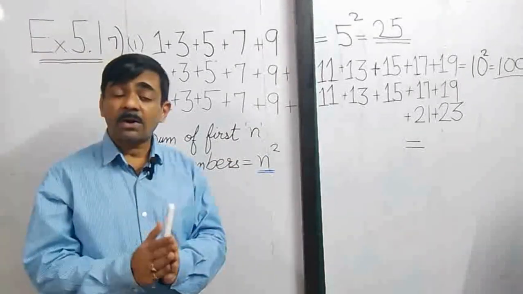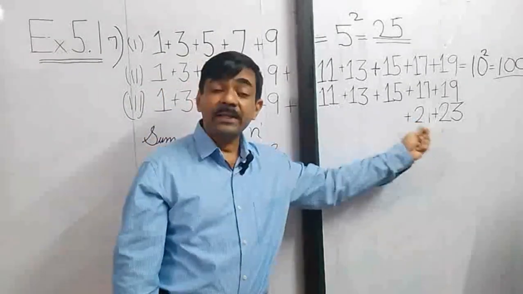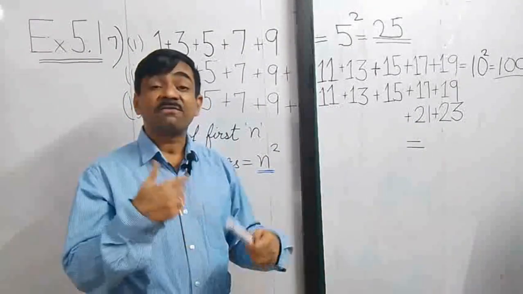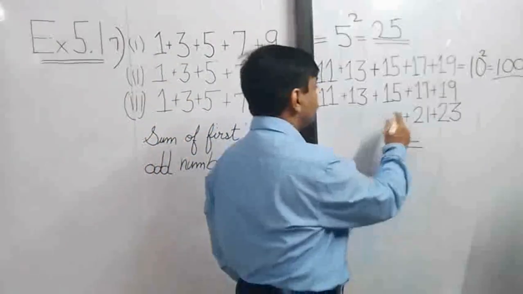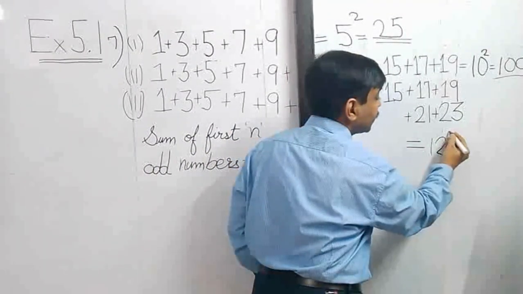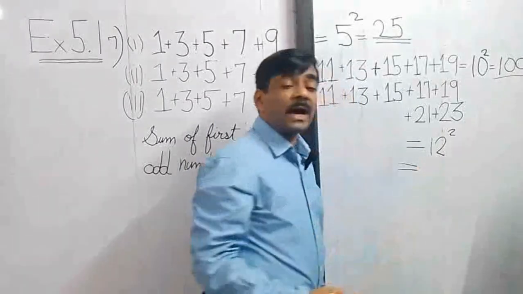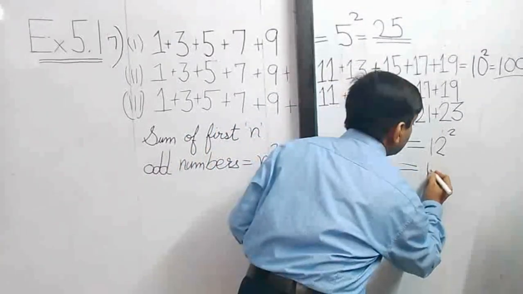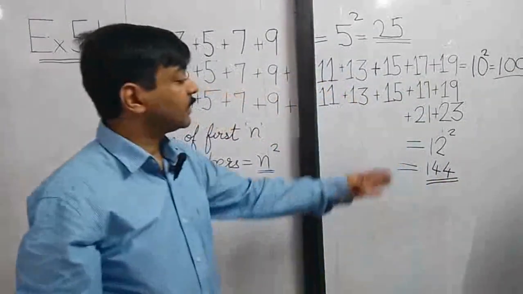We had 10 odd numbers till 19. So we have the 11th odd number and the 12th odd number which is added, which means the value for the letter n has changed from 10 to 12. We know that this was 10 square. We will go ahead and write it. This is 12 square. And as we know, the answer for 12 square is nothing but 144. 1, 4 and 4. This is your final answer for the third question.